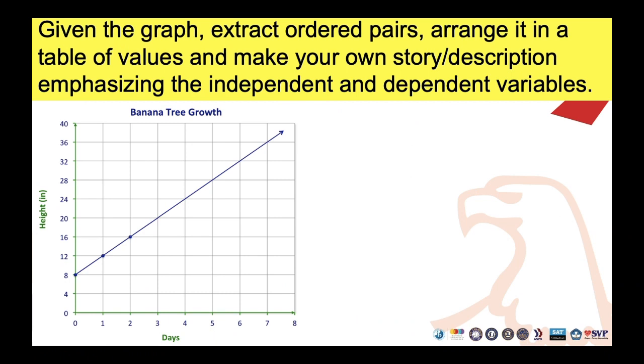There are labels, so you would know what the independent and dependent variables or quantities are. And you could also see here the label, the name of this graph, and this will help you make your own story or description. Because this graph has a meaning, and this graph shows this, and you have the quantities. So try to do it in your notebooks.